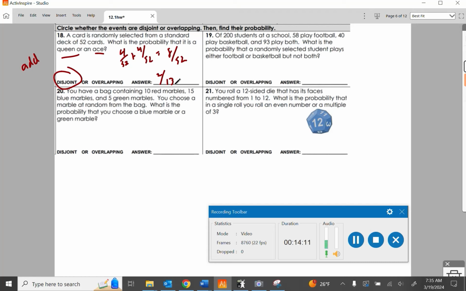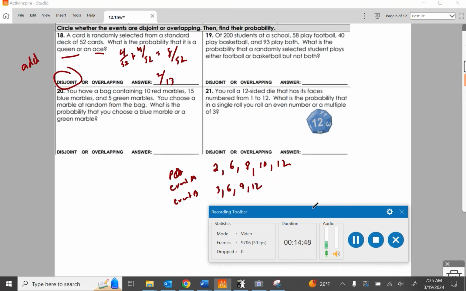You roll a 12-sided die that has faces numbered from 1 to 12. What is the probability that in a single roll you roll an even number or a multiple of 3? So this is where we write out the sample space here. It could be a 2, a 6. This will be event A. An 8, a 10, or a 12. Event B is going to be the multiples of 3, which will be a 3, a 6, a 9, and a 12.